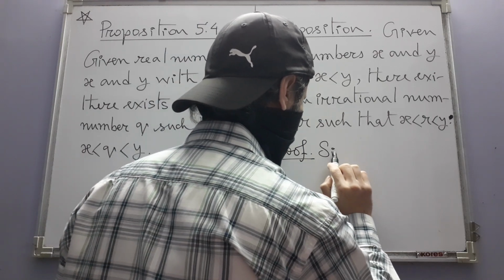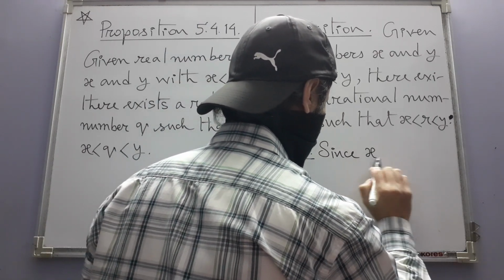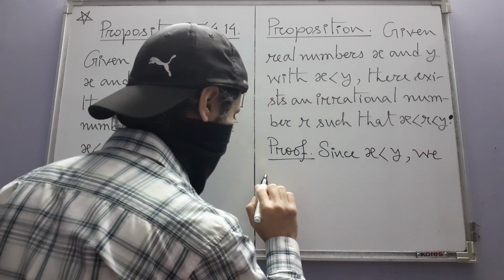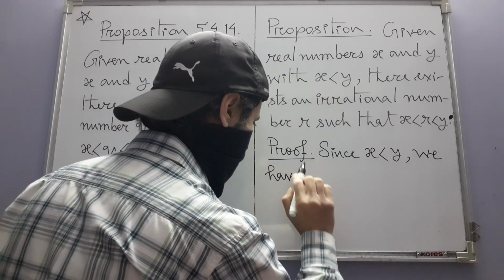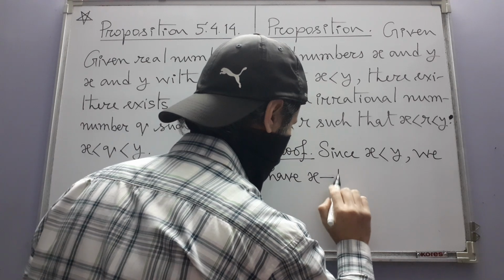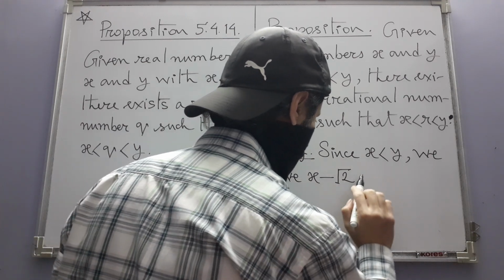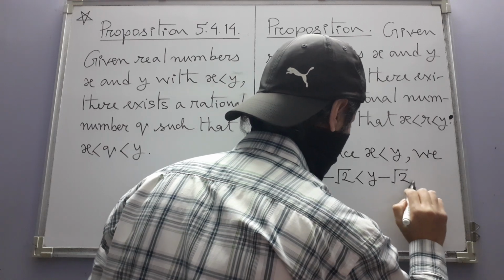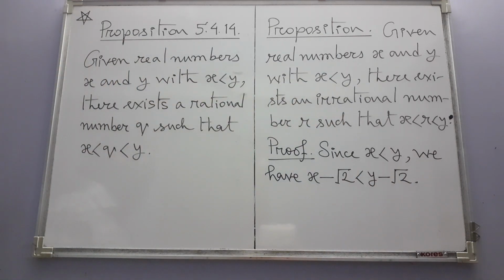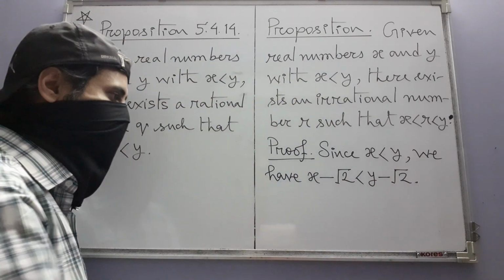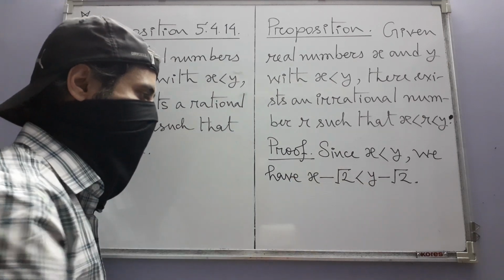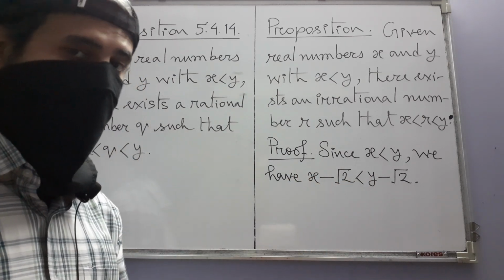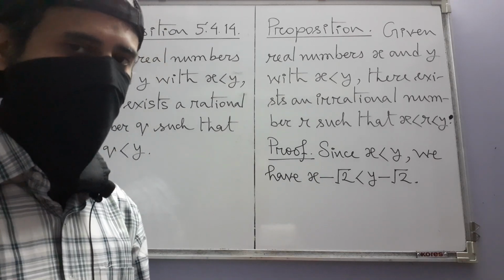Since x is less than y, we have x minus square root of 2 less than y minus square root of 2. That's true. You subtract something from both sides of an inequality, the inequality remains intact. Remains intact means it does not get reversed.